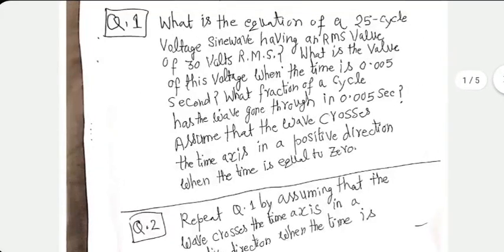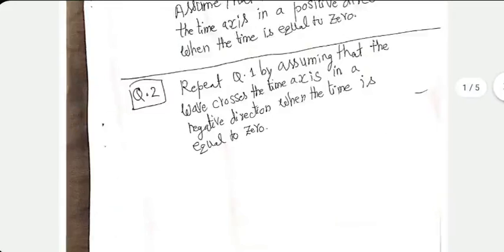One more question they're asking is, what fraction of a cycle has the wave gone through in 0.005 seconds? Frequency is 25 hertz or 25 cycles per second. So time period will be 1 upon 25 seconds, right? 1 upon 25 is the full time period. What fraction of that full time period is 0.005 seconds? That is the correct answer.